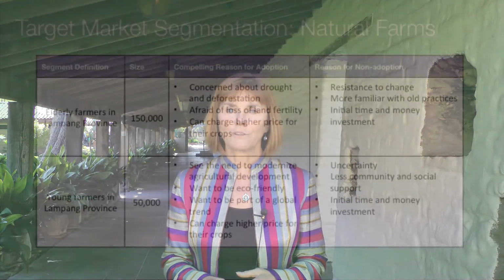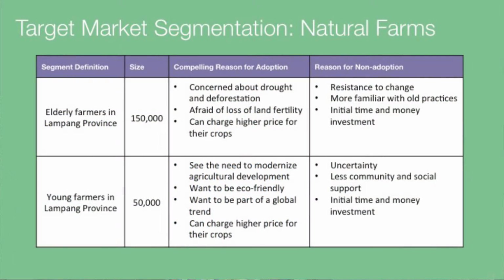So here's an example of an organization called Natural Farms, and what they're doing is they're creating organic fertilizer, and then they're selling this to farmers.